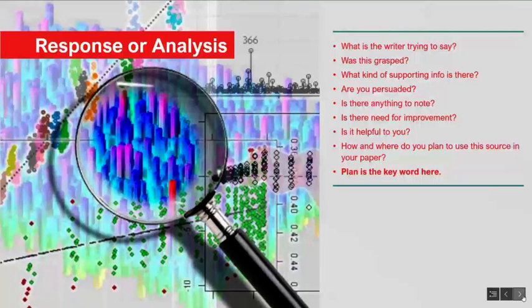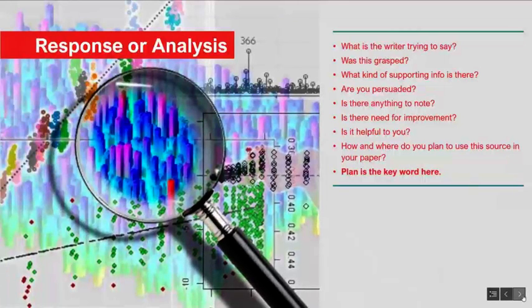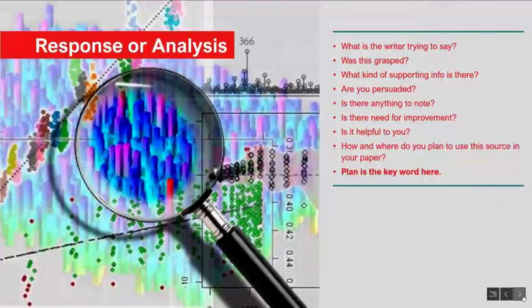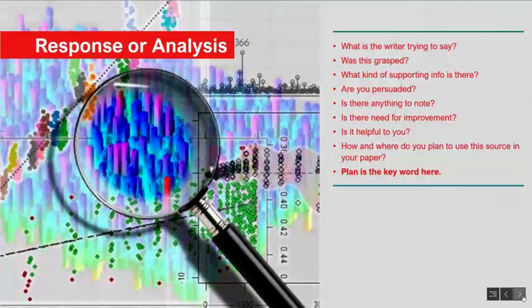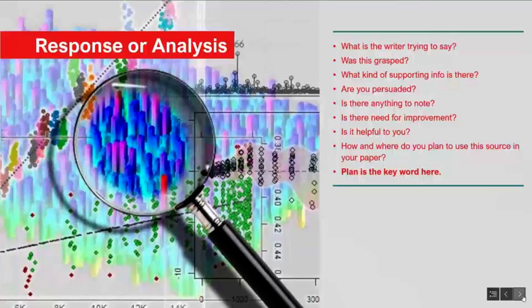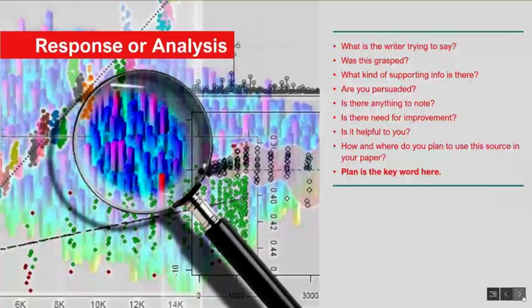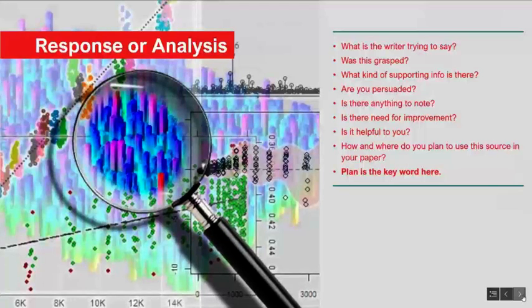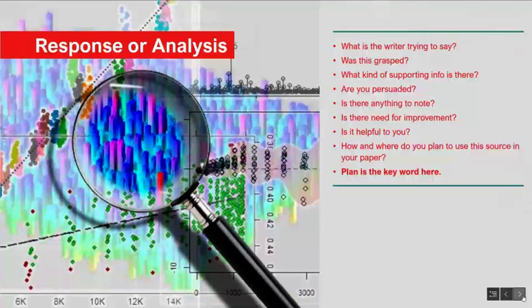Next, you want to ask, what kind of supporting information is there? This is within the paper. Did they back it up with sources? Did they back it up with just anecdotes? Did they use any logical fallacies? What kind of support is there for the response to the analysis? If it was a persuasion, did the author persuade you in their topic? Have you changed your mind, or did they just give you some ideas about how to think about this topic?